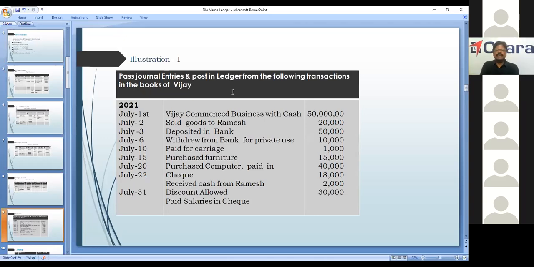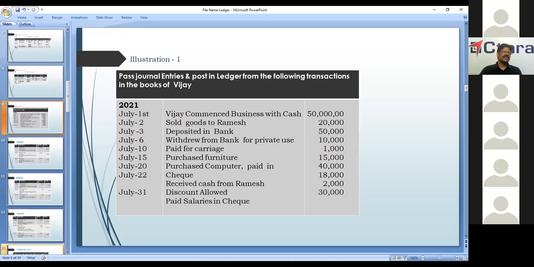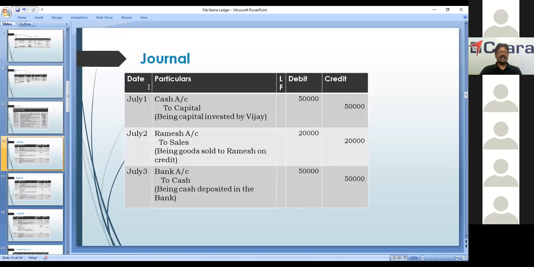Pass journal entries and post the ledger from the following transactions in the books of Vijay. So we have to pass journal entries and also post in the ledger. There are many transactions here. For each type of transaction, we have to open a ledger. Vijay commences business with cash. What is the journal entry for this? Cash account debit to capital account.